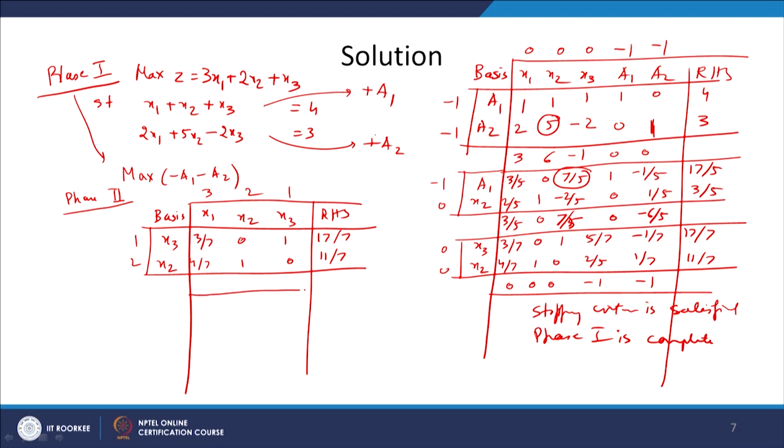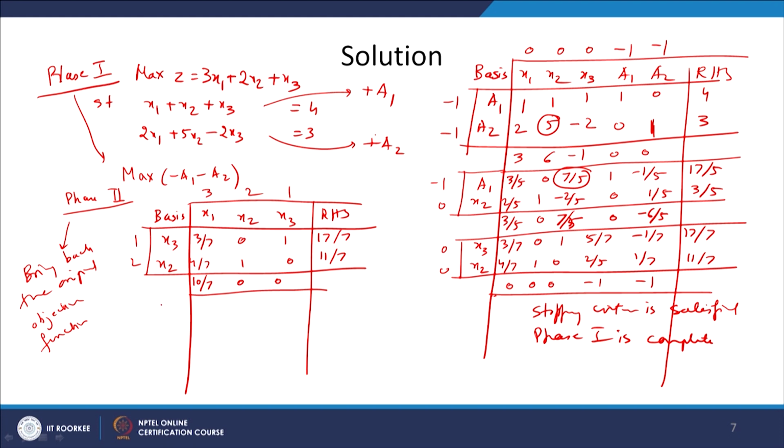Then comes the deviation entries. Now, the deviation entries will be different. They will be different from the ones given over here in phase 1 because now the objective function has changed because in phase 2, remember, we bring back the original objective function. So, now we have the deviation entries as follows: 10 by 7, 0 and 0. Remember that the deviation entries corresponding to the basic variables are 0.